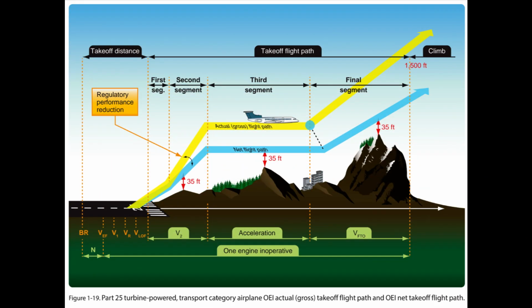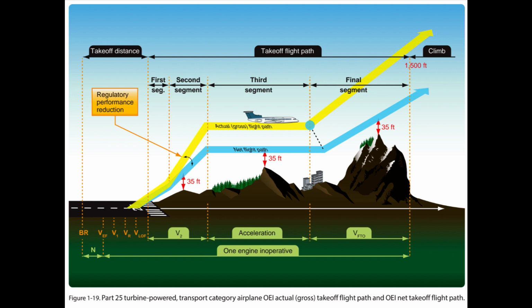Large and turbine-powered, multi-engine transport category airplanes and commuter category airplanes operated under Part 121 or Part 135 have additional takeoff obstacle clearance requirements beyond the scope of the IFR departure procedure requirements addressed by TERPS. Part 25 transport category and Part 23 commuter category airplane certification rules define the one-engine inoperative, OEI, takeoff flight path, which is normally constructed from a series of segments beginning from 35 feet above the runway surface at the end of the OEI takeoff distance and ending at a minimum height of 1,500 feet above the runway elevation.